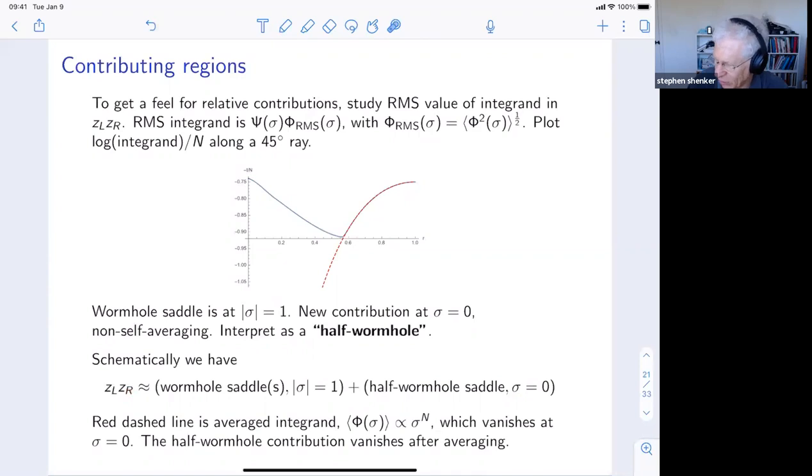Now, suppose you look at the integrand where you take psi times the averaged value of phi. That's this red curve, continuing on this dotted line. It looks the same here. That's the self-averaging region. And then it goes off, in fact, to minus infinity, meaning that these things make an exponentially suppressed contribution. In fact, this thing goes like sigma to the n, so the contribution of the integrand vanishes here. So that's why this dotted line goes off like this. And so in particular, this half wormhole contribution vanishes after averaging. For a typical fixed J, you get something big, but when you average, they're positive and negative, and you get no net contribution.